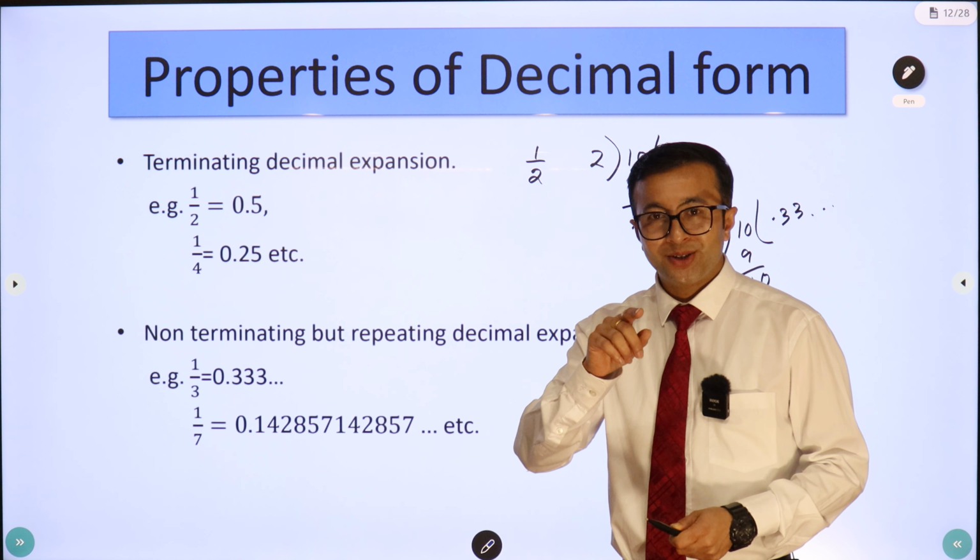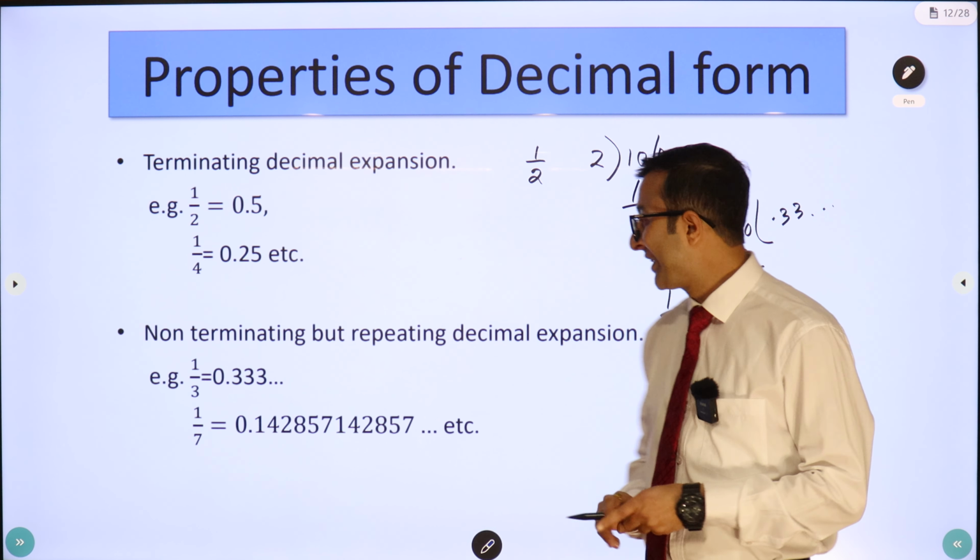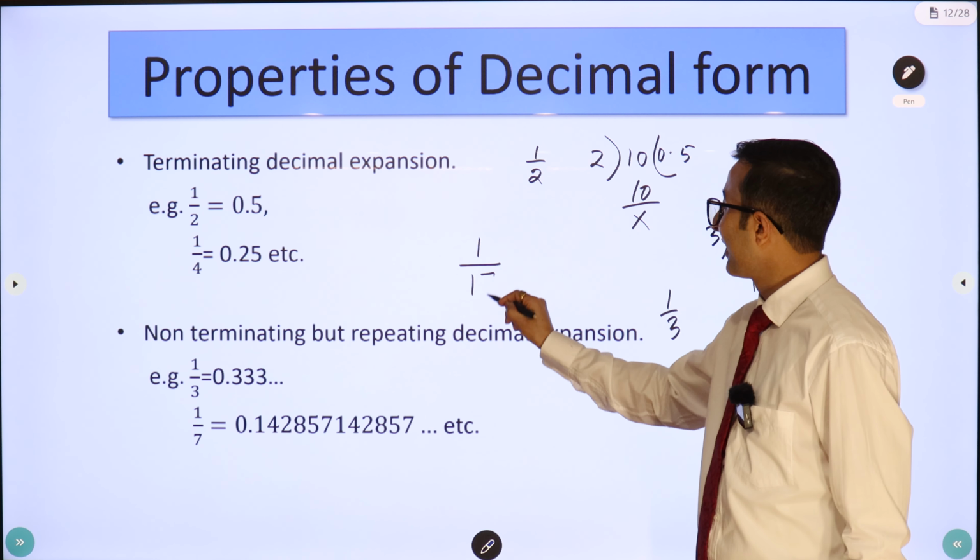Now for you, just check it out. 1 divided by 17. 1 divided by 17.